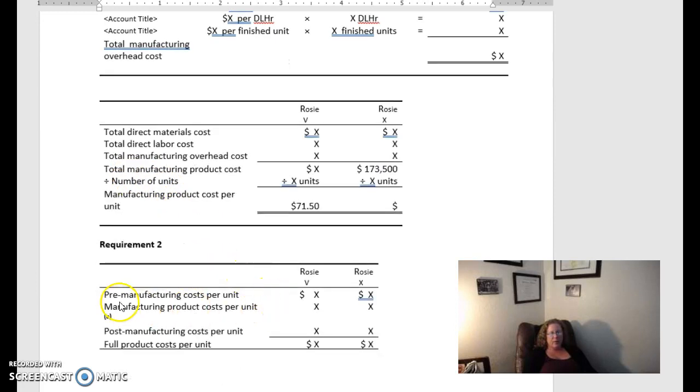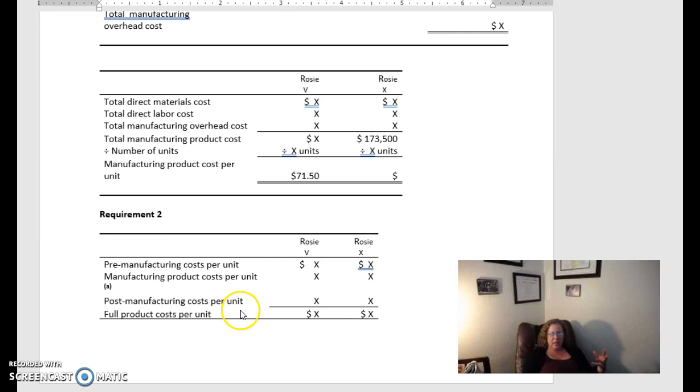And then if you come down here, pre-manufacturing cost per unit. That information was also given to you when you read requirement 2. They're asking for pre-manufacturing cost per unit. It says, suppose that pre-manufacturing activities such as product design were assigned to Rosie 5 at $8 each and to Rosie X at $5 each. So they are giving you that information. You just really have to go through the assignment and pick through and see what are they really telling me, and what do I need to calculate.